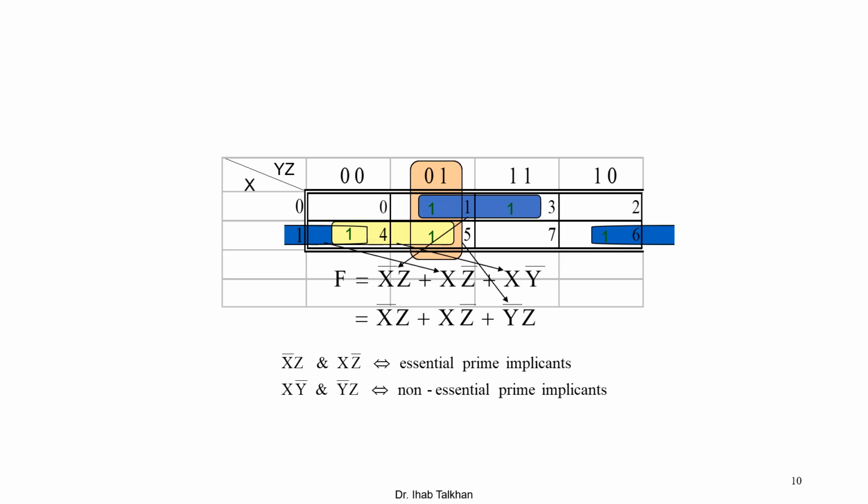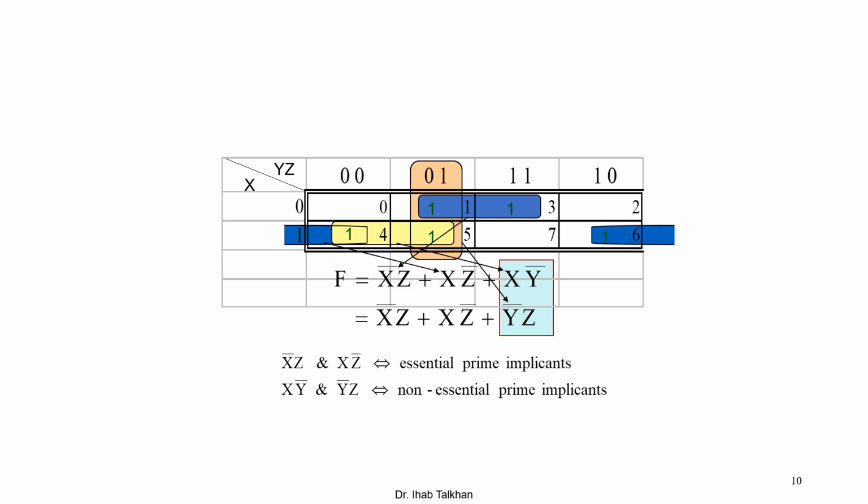Here you have two equations representing the same function, where either f equals x bar z plus x z bar plus x y bar, or f equals x bar z plus x z bar plus y bar z. This is actually two solutions for the same function. So this is what you call a non-essential solution, because here you have two alternatives.